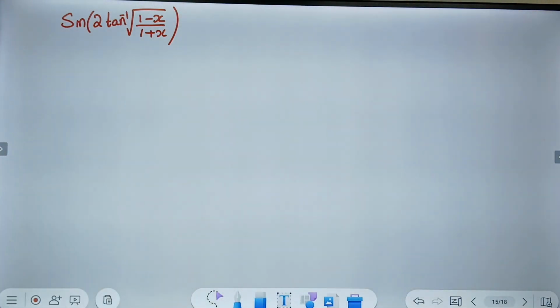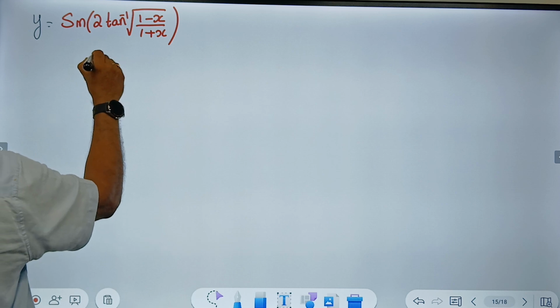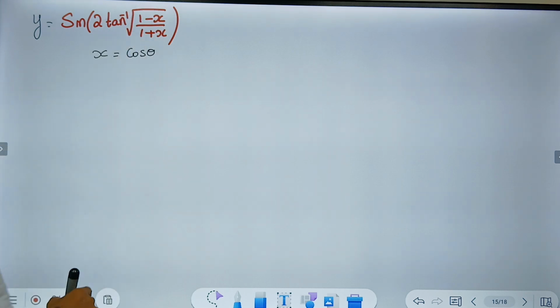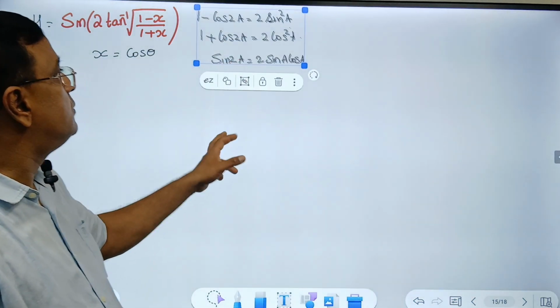Now let's go to this another very nice sum. Here what I do, I take x as cos theta. I remember I told you, right? When you have 1 minus cos theta and 1 plus cos theta, always do that. Now let's come back to this usual formula.